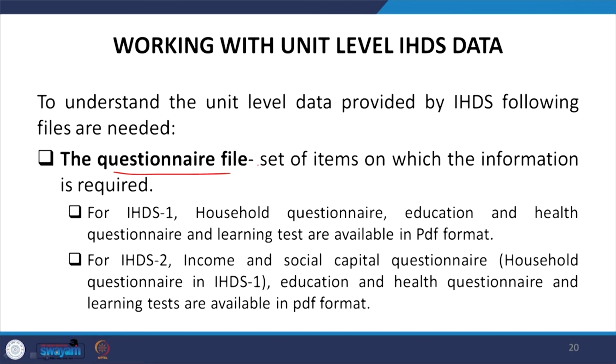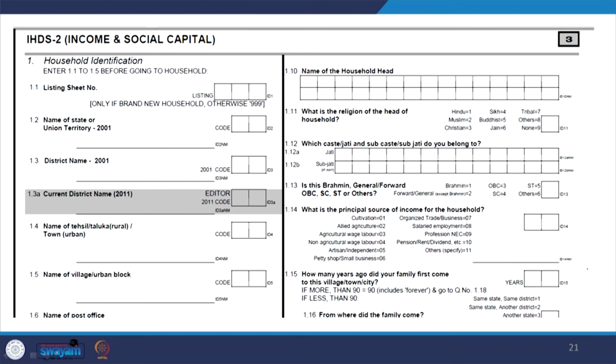The questionnaire file in IHDS 1 gives information like the household questionnaire, education, health questionnaire, and learning test in PDF format. Whereas in IHDS 2 the household questionnaire is called the income and social capital questionnaire. So actually this is also the household questionnaire as mentioned in IHDS 1, and the education, health questionnaire and learning test are also available in PDF files. This is our schedule information, questionnaire information. Schedule we use in NSS, but here largely we use questionnaire. The term is very categorically mentioned.